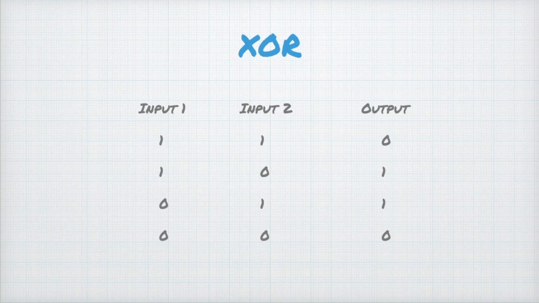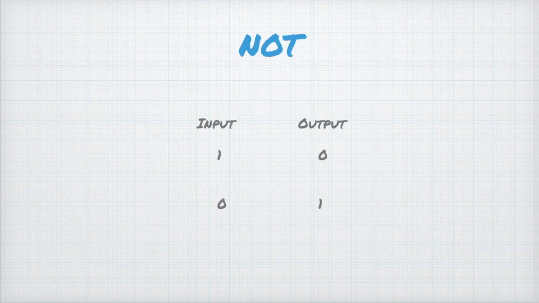Another way of thinking about the XOR operation is that it outputs true when the inputs are different and false when they're the same. Unlike the previous operators, NOT only takes in one input value. NOT simply outputs the opposite of the input. True becomes false and false becomes true.